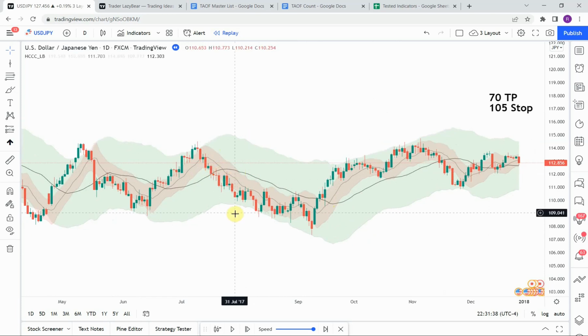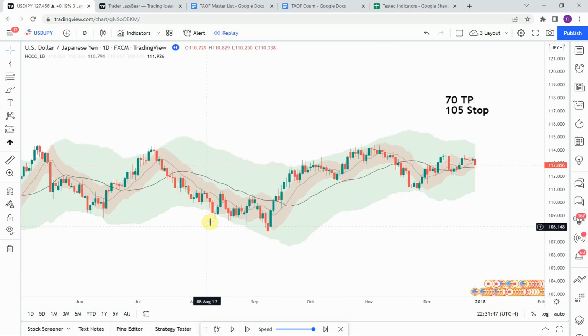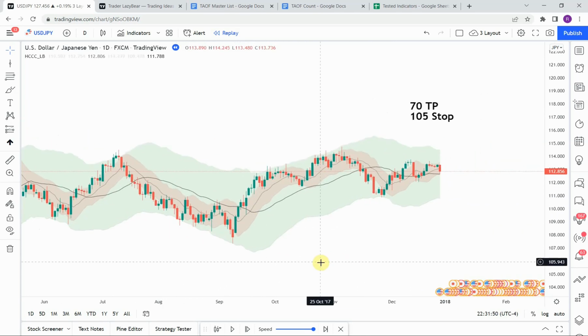And then once we get that, we are looking for price action to start to trade below the red cloud. And that will be a short trade opportunity or a short signal.